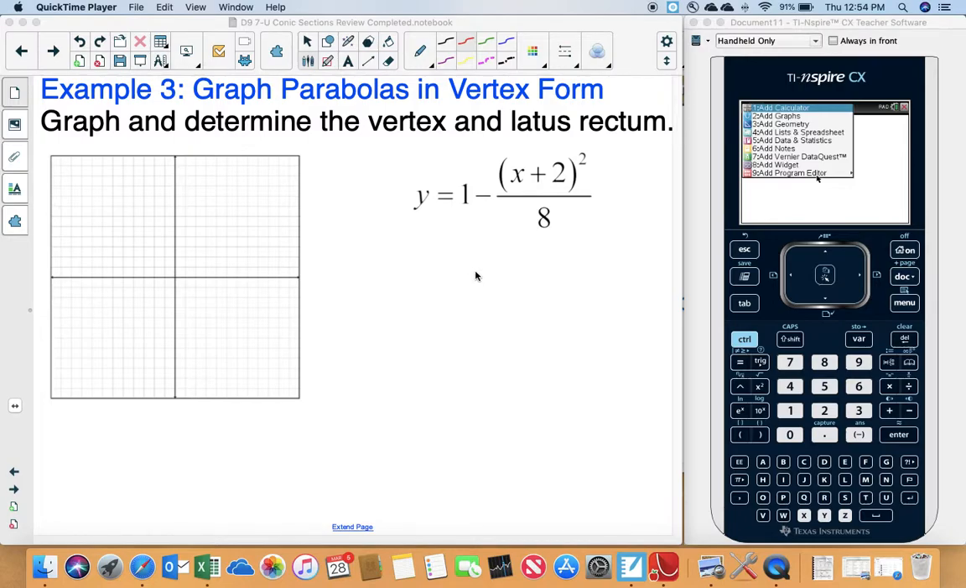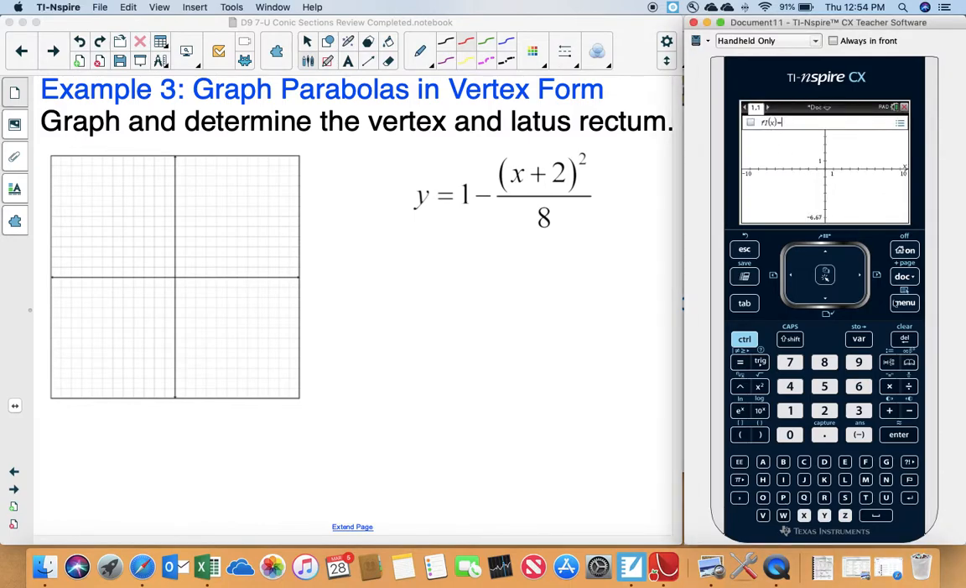Example 3, graph parabolas in vertex form. It says graph and determine the vertex and latus rectum. Given this, once again, we could go to graphs first, just like the previous problems. Go to menu, graph entry, relation, and from there type in the equation just as it's given, and this should always work for you if you do it in this form.